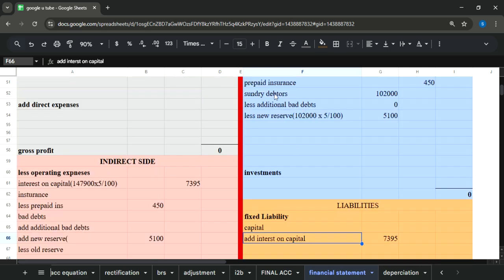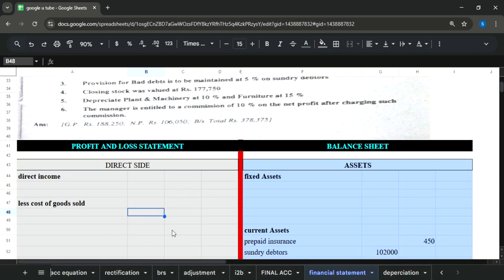You can see 102,000 was the amount of debtors, and you have calculated reserve of 5% upon this amount of debtors. When the new reserve was calculated, we went to the indirect side and operating expenses. There you have mentioned debtors too. So 5100 on the asset side, 5100 on the indirect side. It means we have completed the third adjustment.